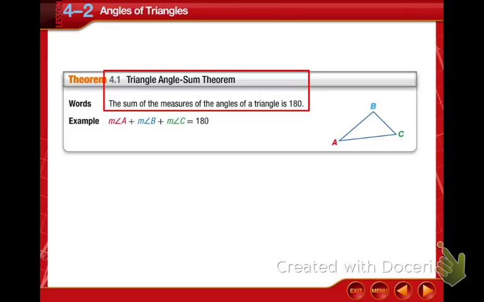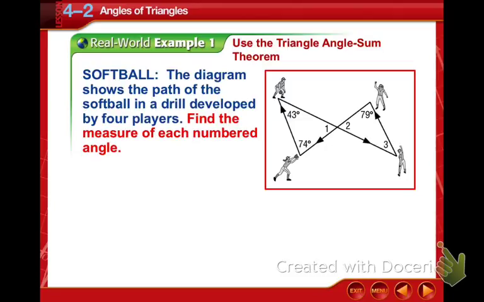The first one is the triangle angle sum theorem. The sum of the measures of the angles of a triangle is 180. So the measure of angle A plus the measure of angle B plus the measure of angle C is equal to 180. So knowing that, we need to find angle 1 and angle 2 within this figure.